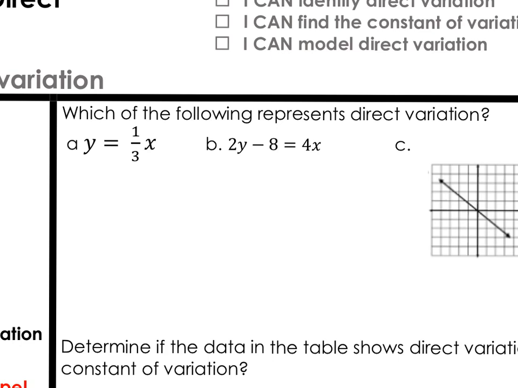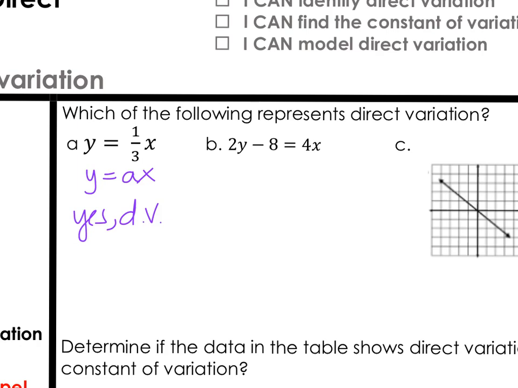When asked to determine which of the following represents direct variation, we just want to check for that format. Now, example A says y equals 1/3 x. This simply follows the model y equals ax. So this one represents direct variation. So we don't have any unique transformation for that y-intercept.